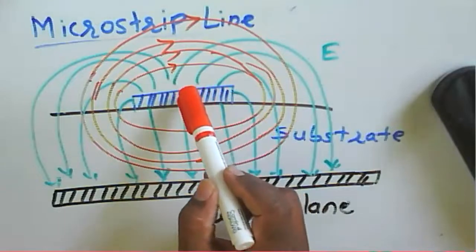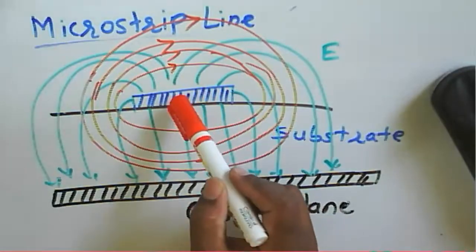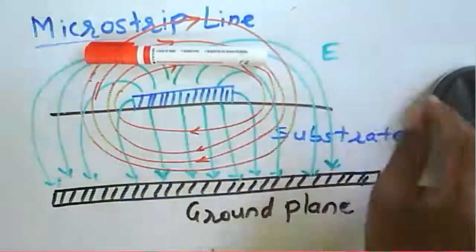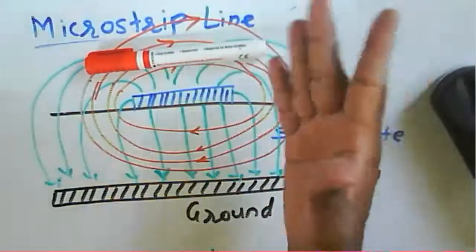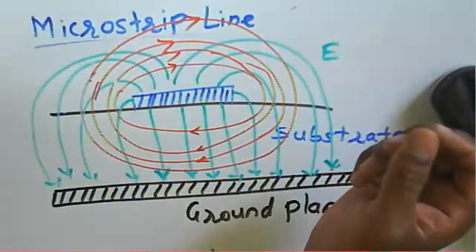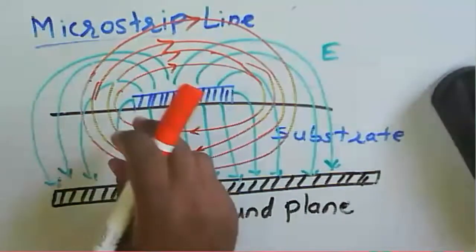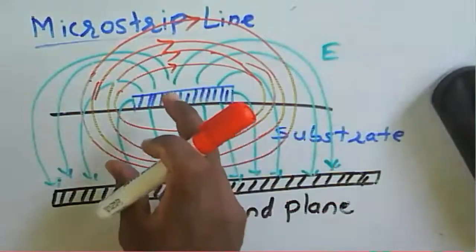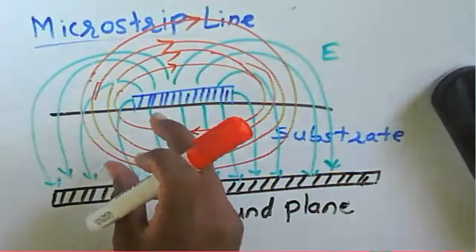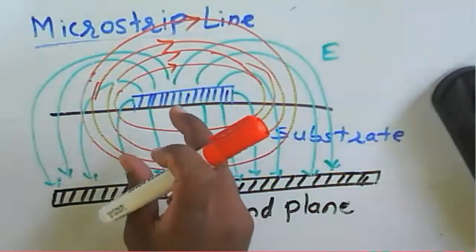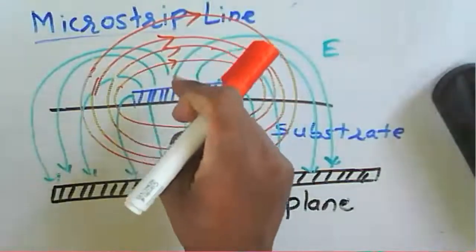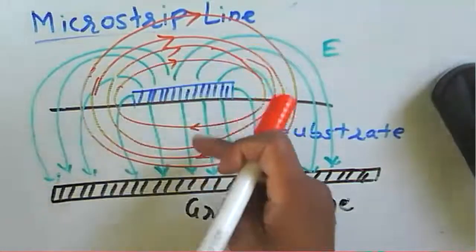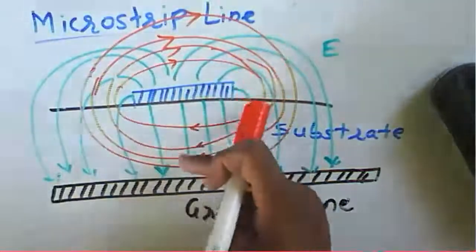The ground plane is below the strip. So if any ground plane were present on top of the strip, then whatever field is there would terminate. But here, it is open. That's why we say this particular strip line is called an open strip line. It has no ground plane above the top side, but below the strip there is a ground plane.